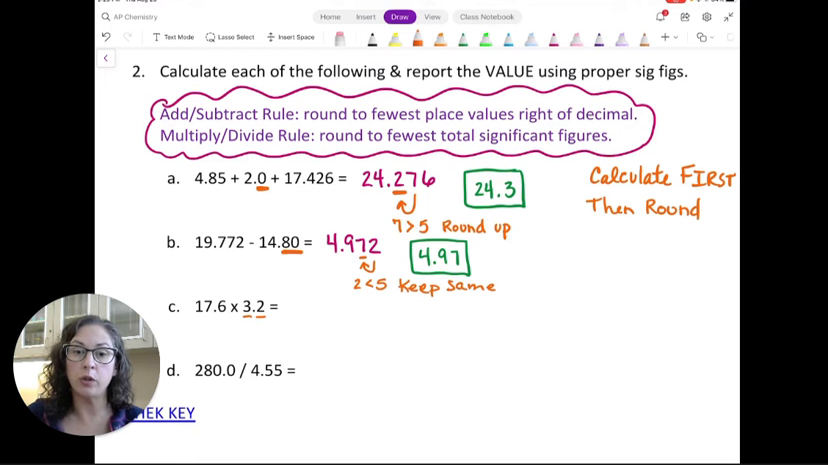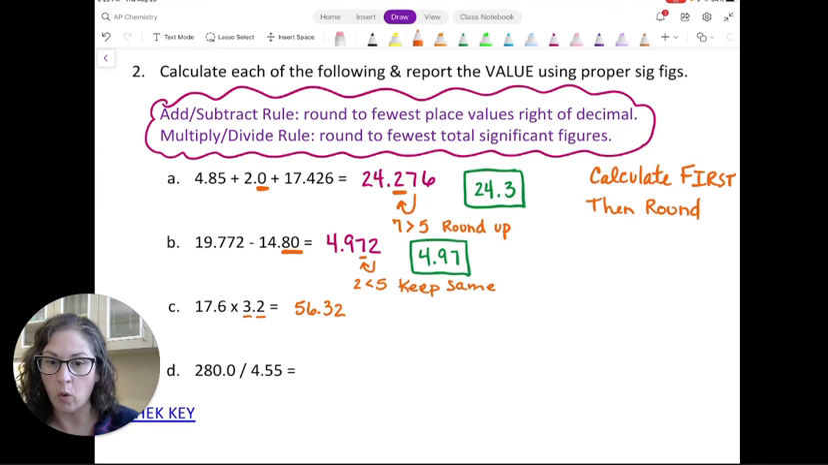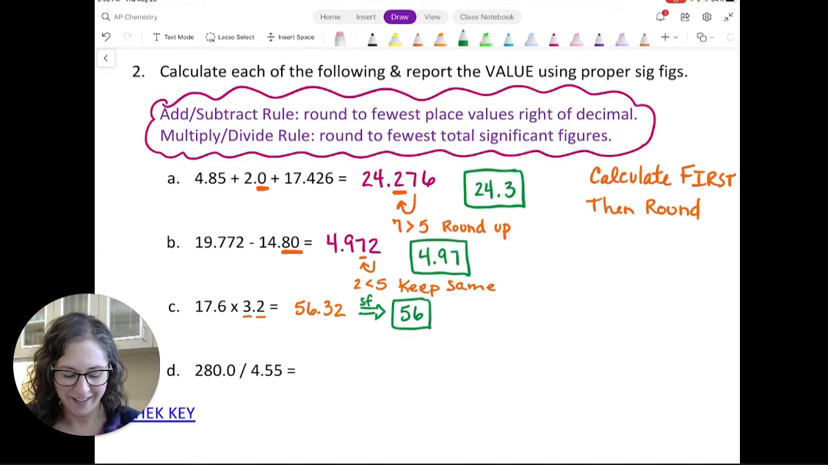So again, I do the math first, then I round. So the math on this, we get 56.32, but I only want to round to 2 significant digits. So with sig figs, okay, and a lot of times I'll write an arrow or an equal sign and I'll write SF for sig figs, it should just be 56. I know this gets a little strange sometimes, but this is the process. This is what we do in chemistry and physics.